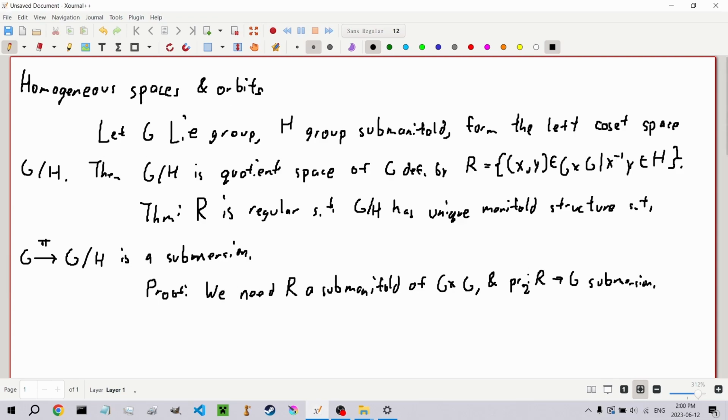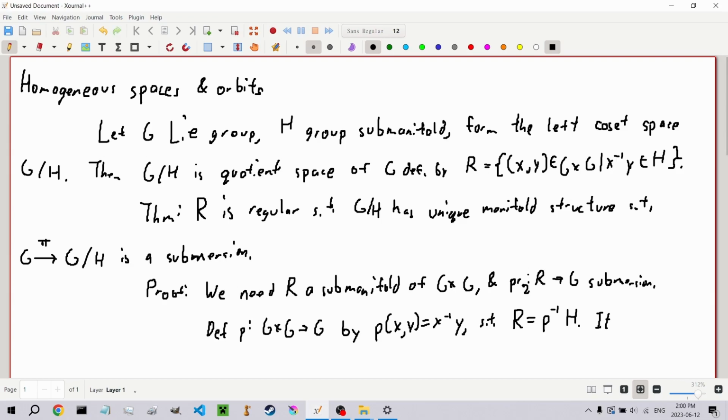For our first part, define the map P from G times G to G by P of x, y being x inverse y, which will of course make R just be the inverse image of H under P. And we know that it suffices to show that P is everywhere a submersion.